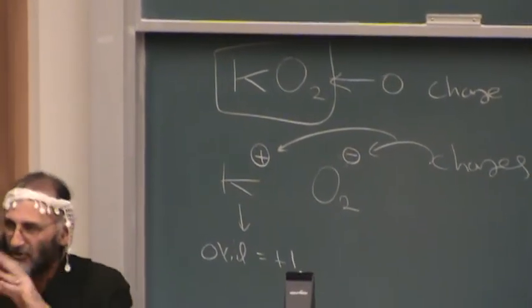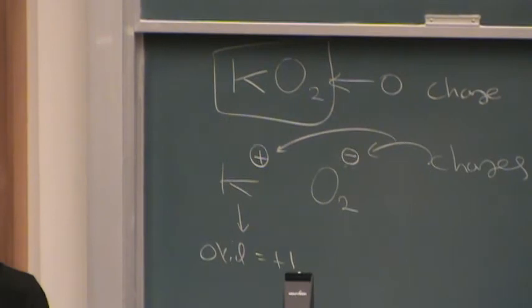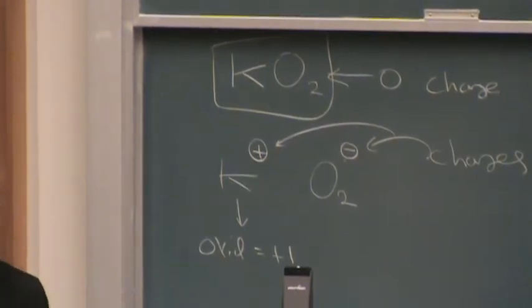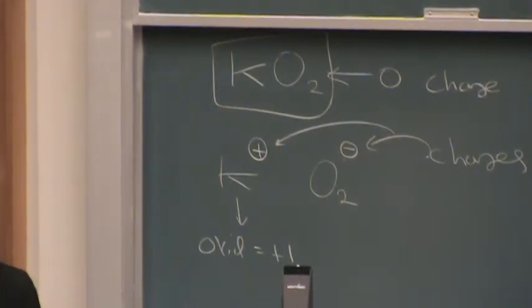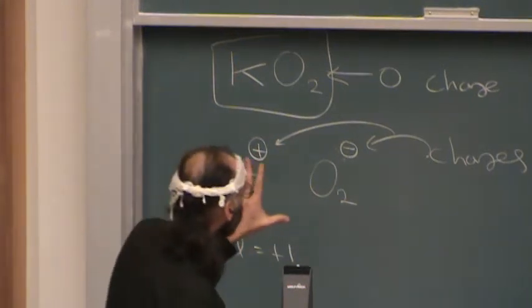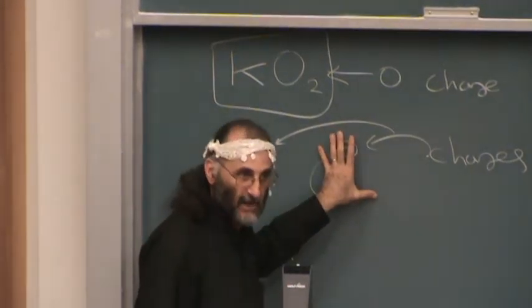How do I know that? Well, you have to know the Lewis structure. We didn't talk about that yet. But we can find out the oxidation number. We don't need to know the Lewis structure to find the oxidation number. Why? Because look, this is the charge, correct?